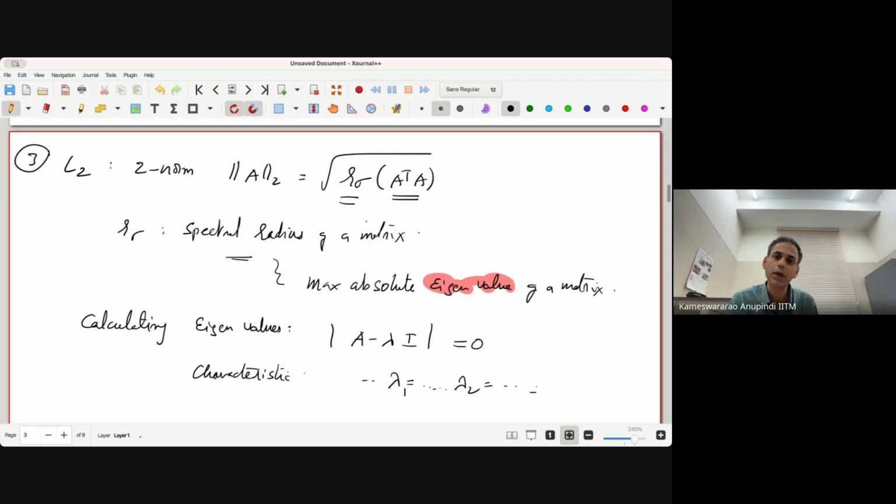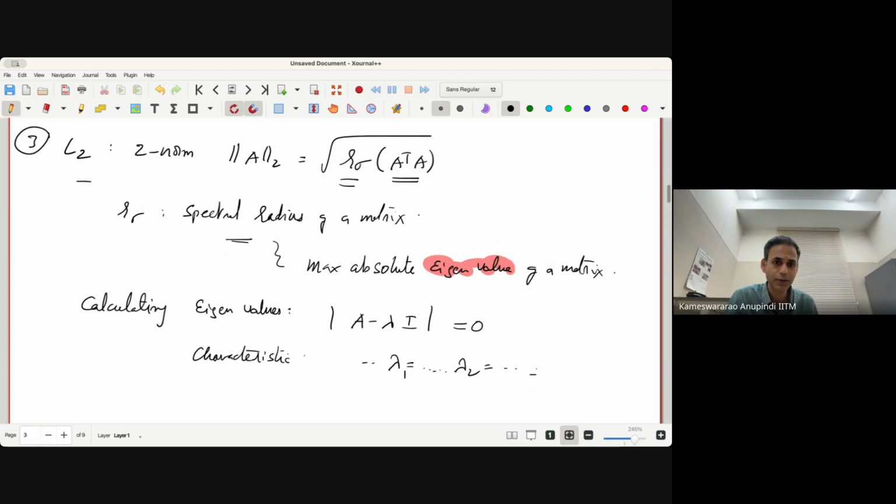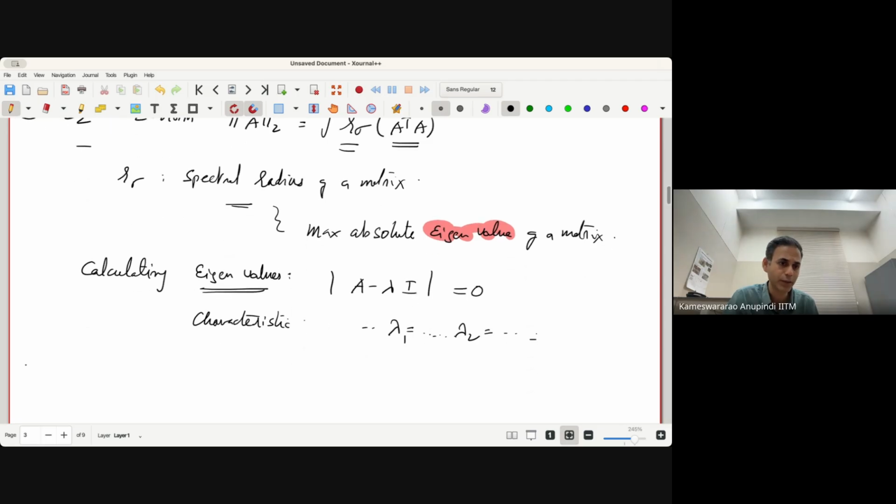So this is somewhat different from what we have learned before in the vector norms. Spectral radius of a matrix is the maximum absolute eigenvalue of a matrix. In this case, the matrix we are considering is A transpose A, not just A. That's going to give you the 2 norm. Of course, eigenvalues are very important phenomena. We will come back to it later whenever we discuss something.